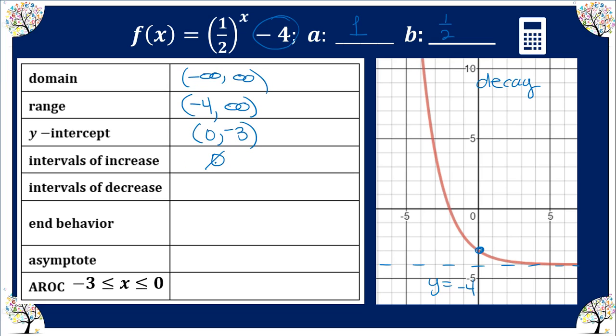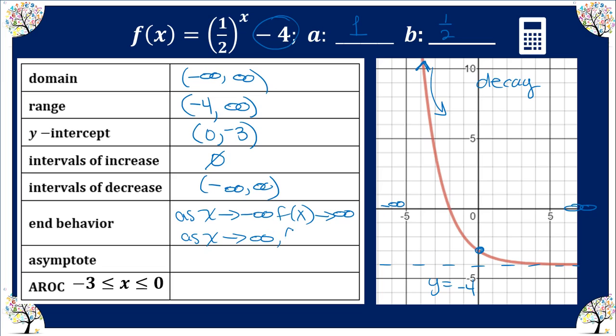Interval of increase, there is no interval of increase because our graph is a decay. It is going down. The interval of decrease is all real numbers. As x approaches negative infinity, as we go toward negative infinity, the end of this graph, f of x, goes toward positive infinity. As x approaches positive infinity, f of x, the end of this graph, approaches the asymptote of negative 4. Our asymptote is y equals negative 4.